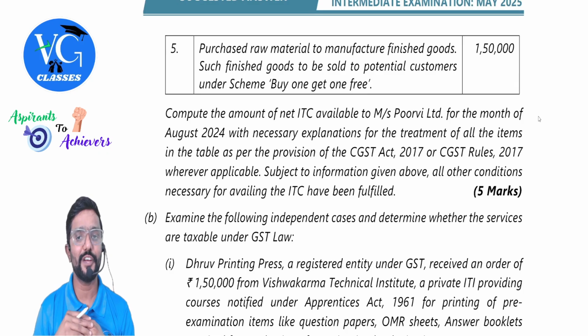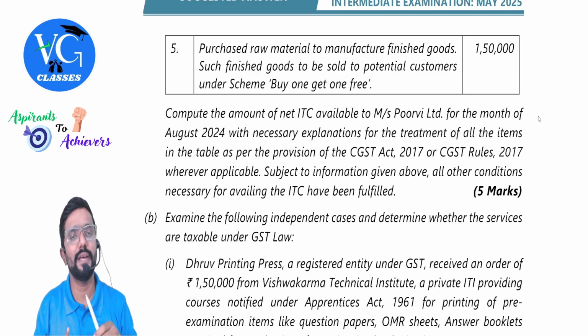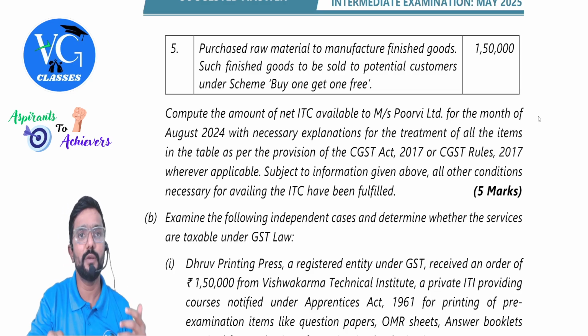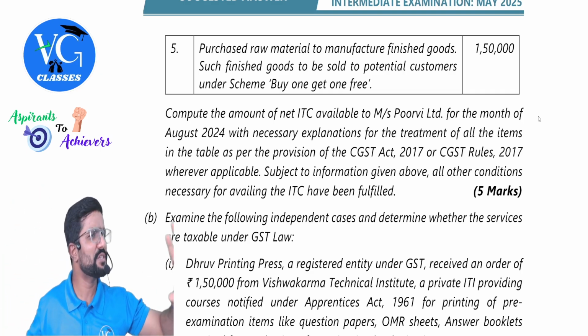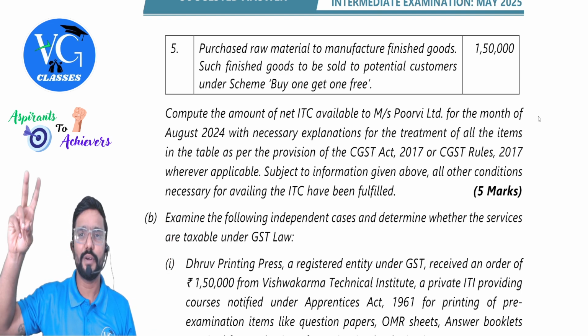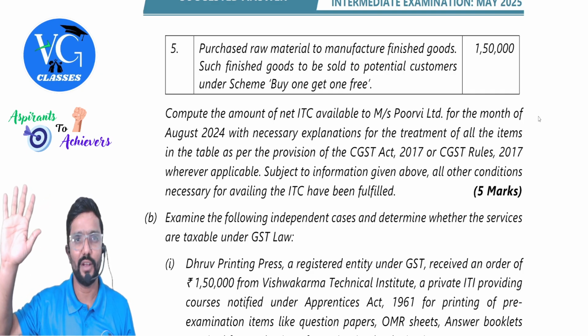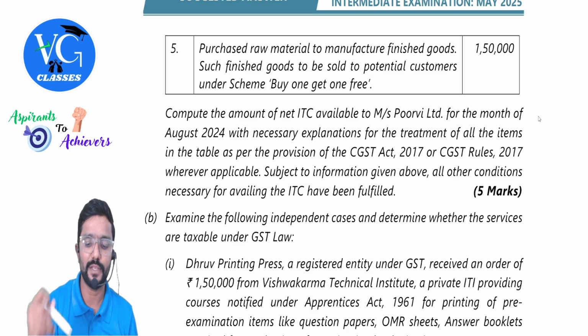Purchase of raw material to manufacture finished goods. Such finished goods are to be sold to potential customers under a scheme of buy one get one free. Not a problem. It is just a scheme by the supplier. Sir, buy one get one, no sir, only one product is selling, another is given freely. Can you claim the credit? Yes, not a problem. Actually, whenever it is buy one get one, two products are sold at a single price. That's all. Can the recipient claim full credit? Yes, sir. 1,50,000 in full is available.